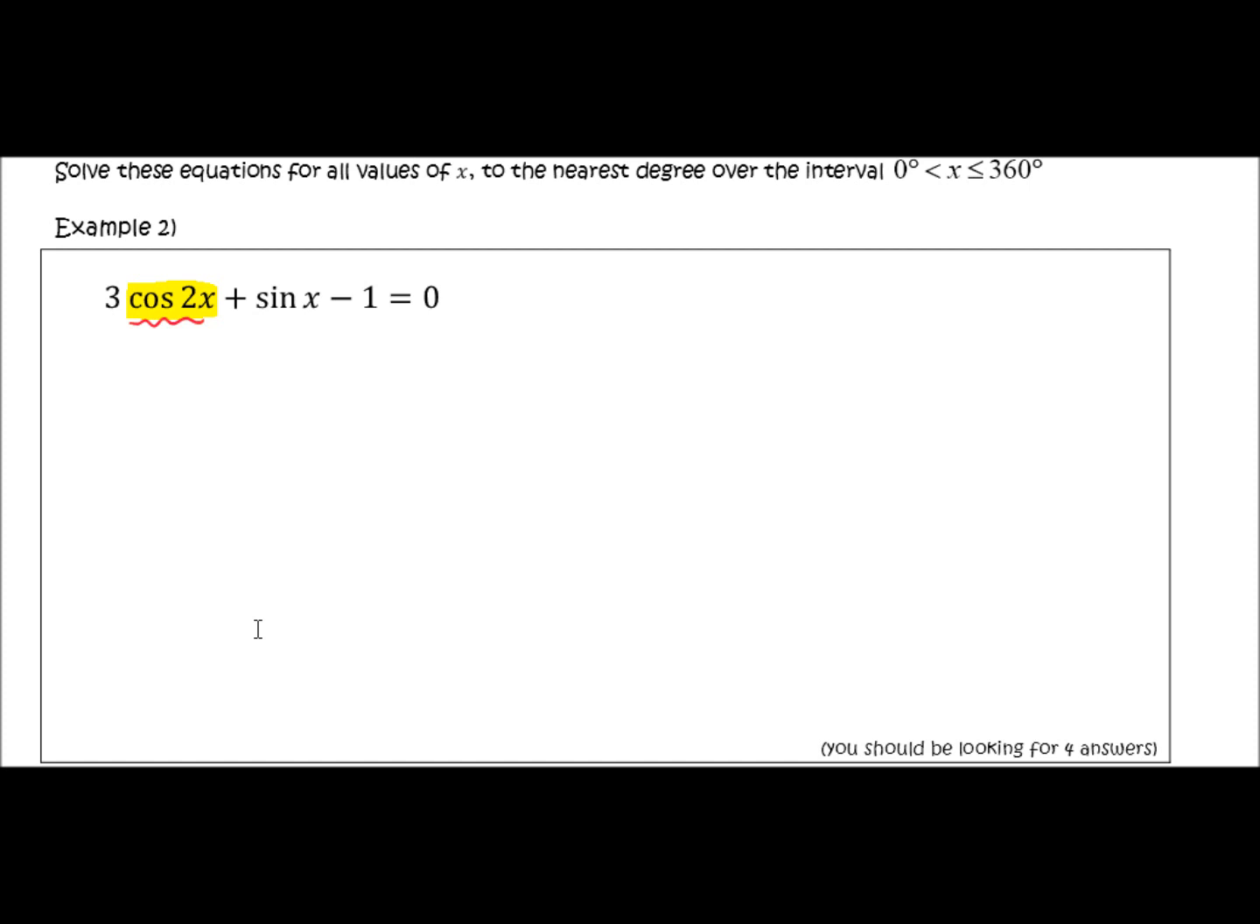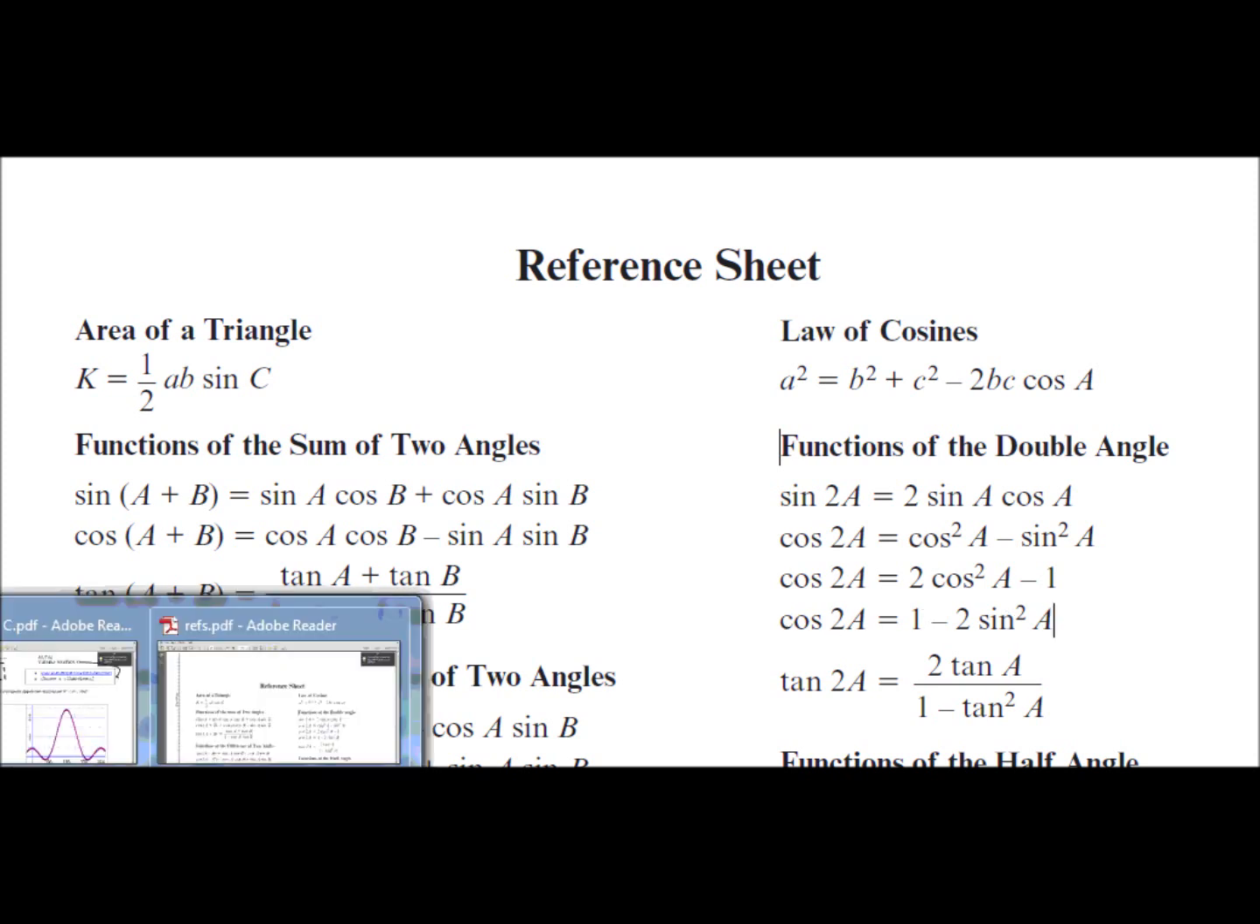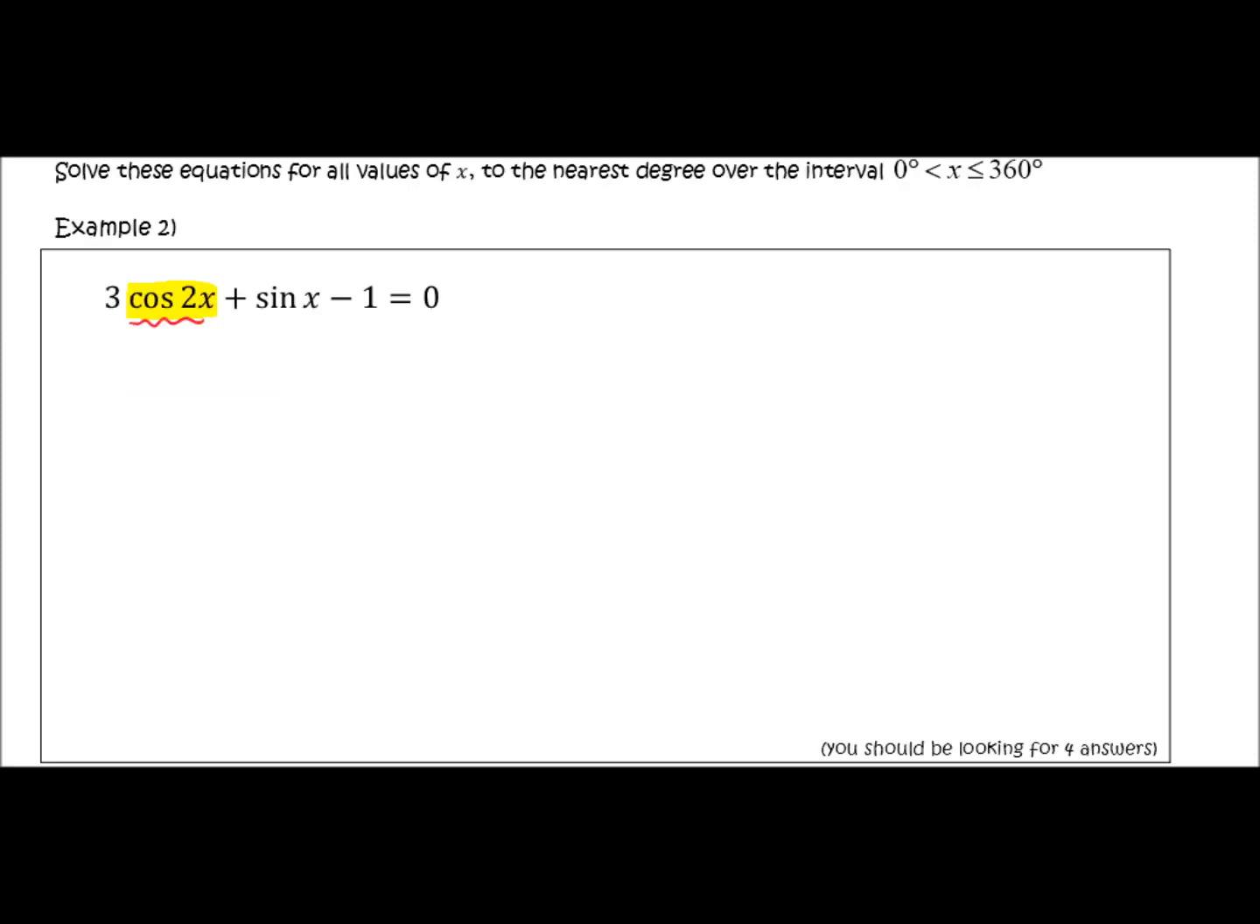If you pick one that has cosine in it, you're still going to be stuck because you'll have an equation with cosine and sine. So let's pick the one that has only sine in it, this last one, 1 minus 2 sine squared a. We're replacing now this cosine of 2x with something that it's equal to. On the reference sheet, we just said that that was 1 minus 2 sine squared x.